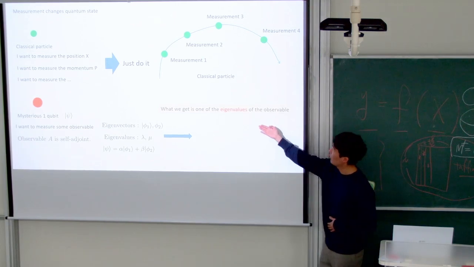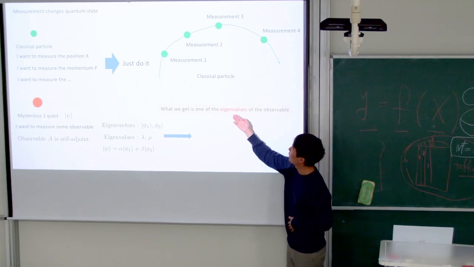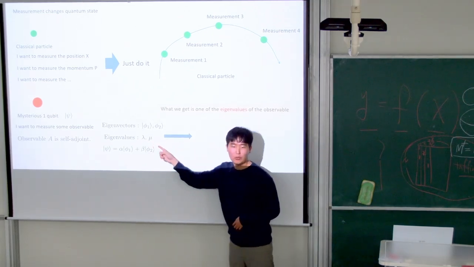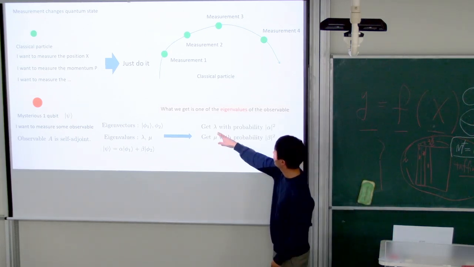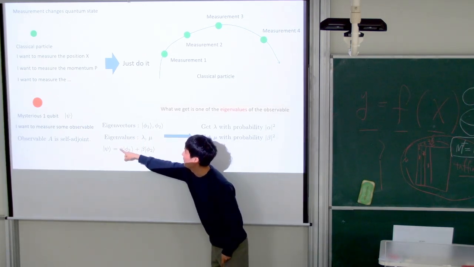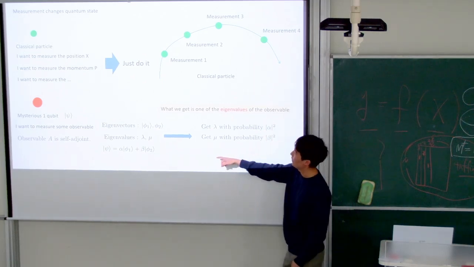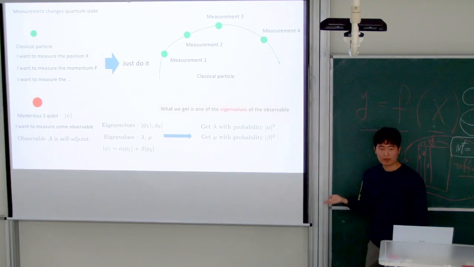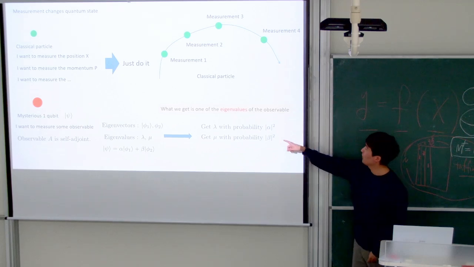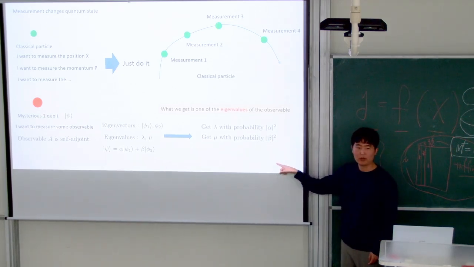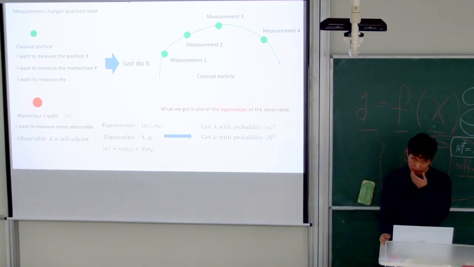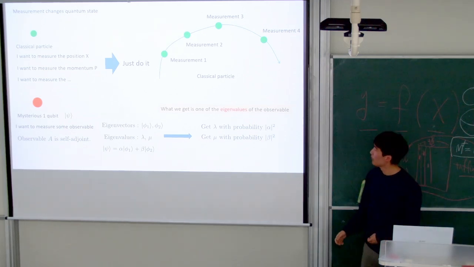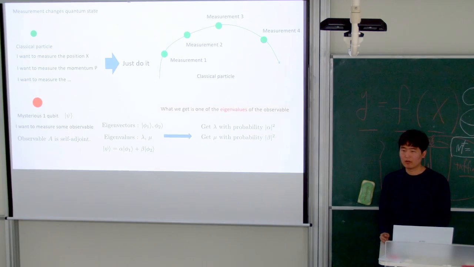If you look at this sentence again, we get one of its eigenvalues, lambda or mu. But what does it mean? It means that we get lambda with this probability, and we get mu with this probability. If you recall the definition of a qubit, the sum of these two probabilities is 1. Does it make sense? Yes, this is the measurement. So the measurement will be either lambda or mu, 2 states with a certain probability.